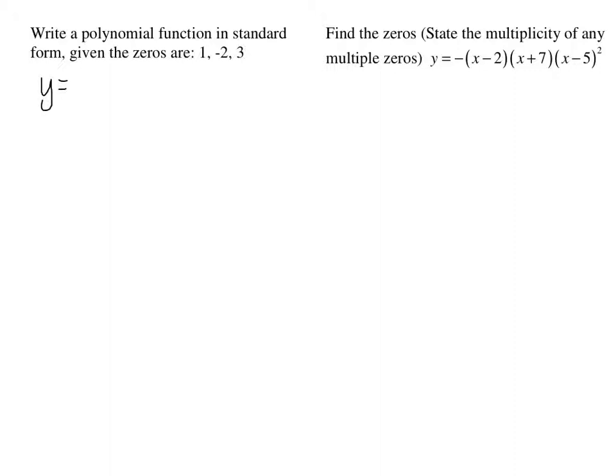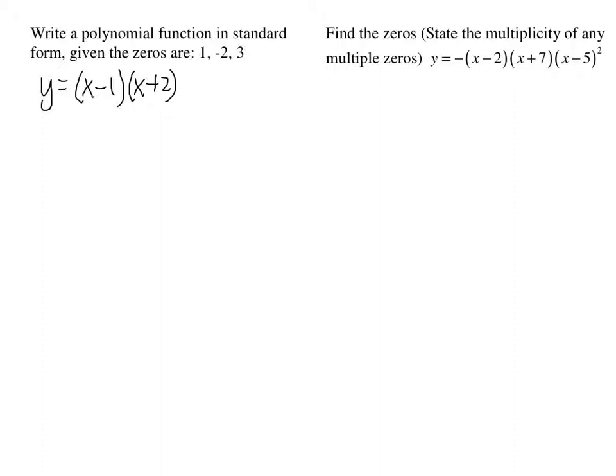Y equals, I don't care about my a value. My a value could be anything because I'm not knowing what it is. But I do know it crosses at 1. So wouldn't that mean I would put x minus 1, the opposite of 1? Wouldn't that be one of my factors? And then I know I also cross at negative 2. So wouldn't that mean I do the opposite of negative 2? So wouldn't that be a positive 2?